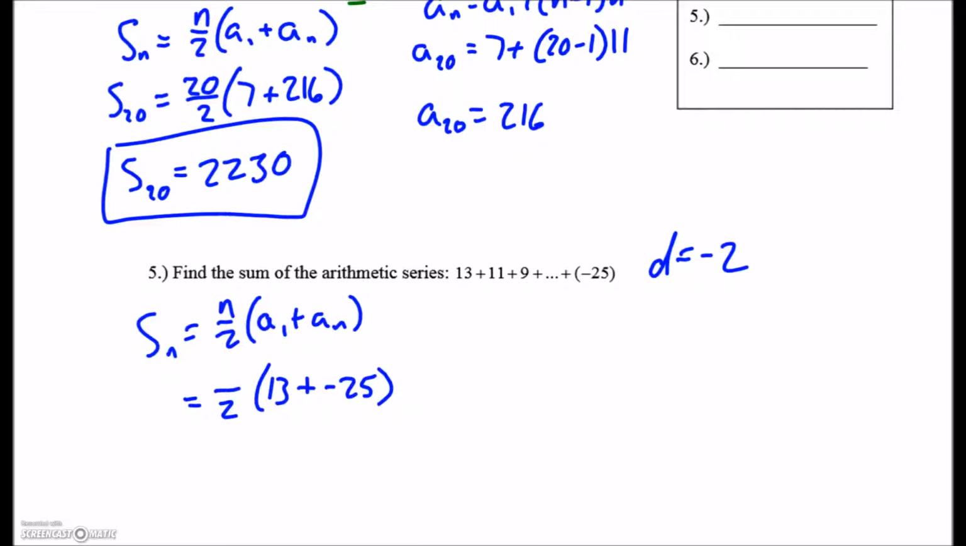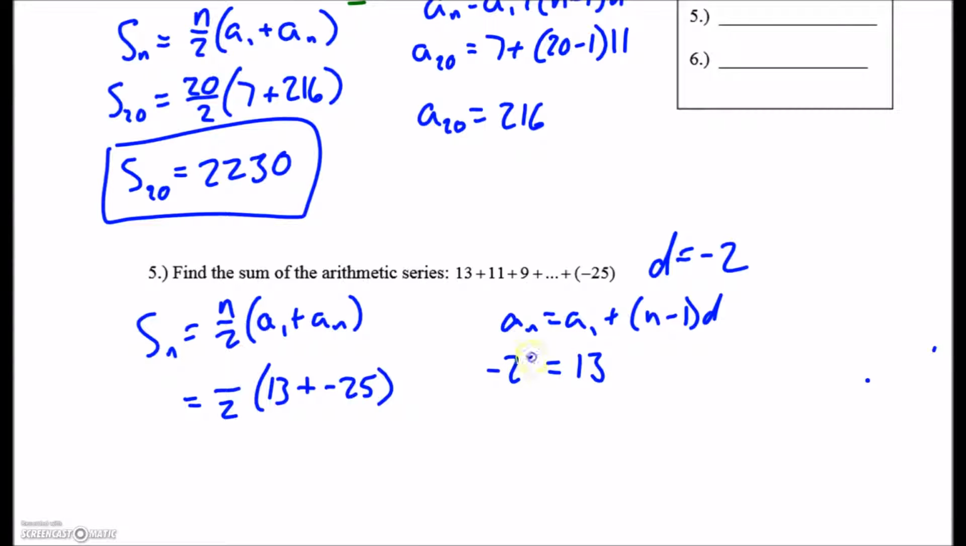So I go to my other formula, my a sub n equals a sub 1 plus n minus 1 times d. That is a really bad looking parenthesis there. I can't live with it. Gotta fix it. And now I plug in what I know. I know a sub 1 is the first term, that's 13.